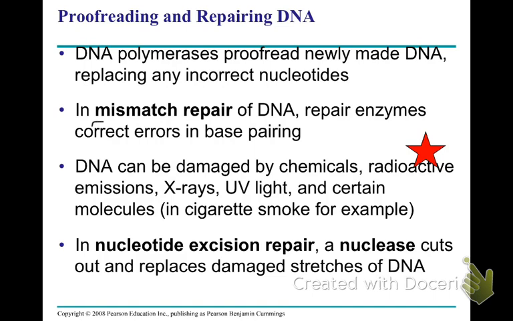One is called mismatch repair of DNA, where you would have repair enzymes which will correct the errors in base pairing. So they kind of look at a certain spot, highlight it and then replace it with the correct one. Kind of how you do on a computer screen, you would go to a certain spot and highlight it and then replace it with another letter. So kind of like that, mismatch repair can be done. But extensive damage can be repaired by another method called nucleotide excision repair, wherein a nuclease enzyme cuts out and replaces the damaged stretches of DNA.